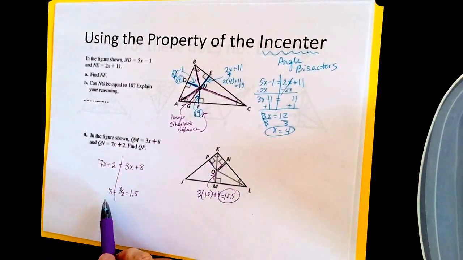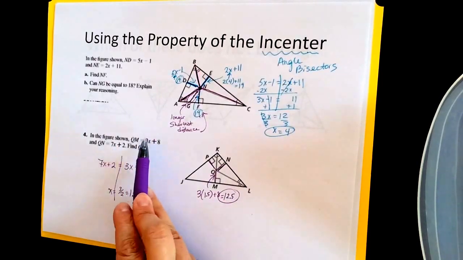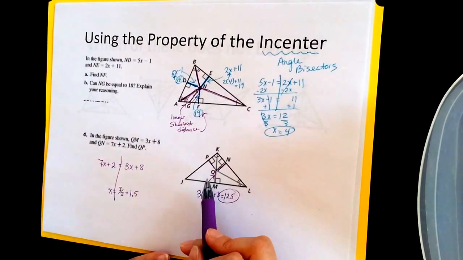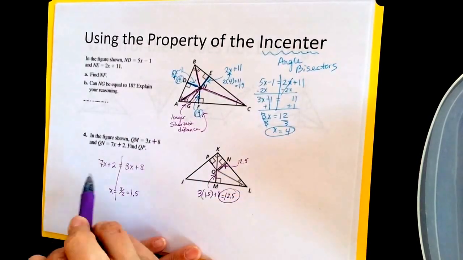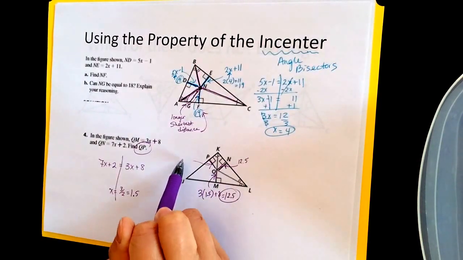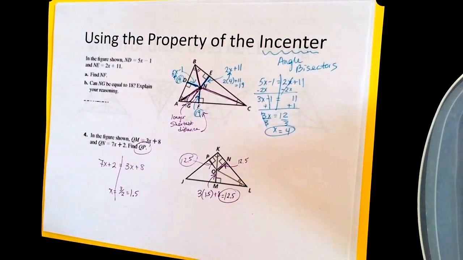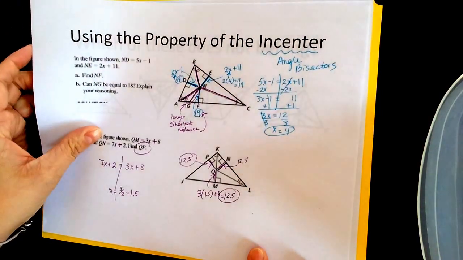So you should have gotten x equals 1.5. You need to plug that back into either one of your equations and see that either QM or QN is 12.5. Therefore, we understand that from Q to P has to be equidistant, so it should also be 12.5. Incenter is equidistant to the sides.